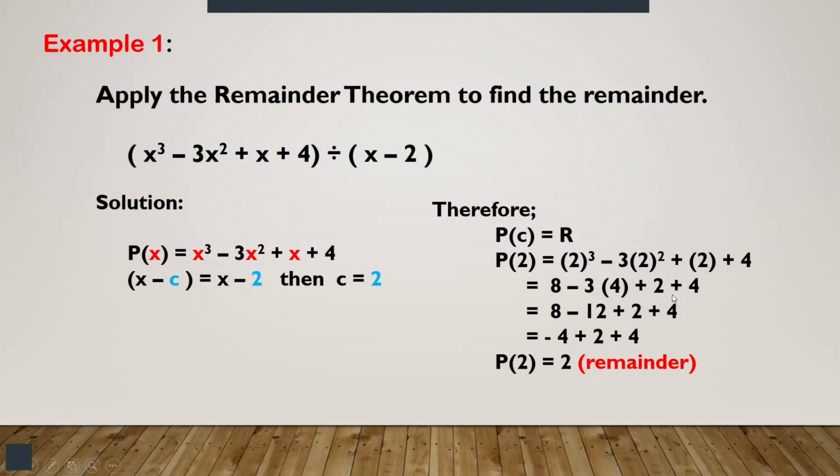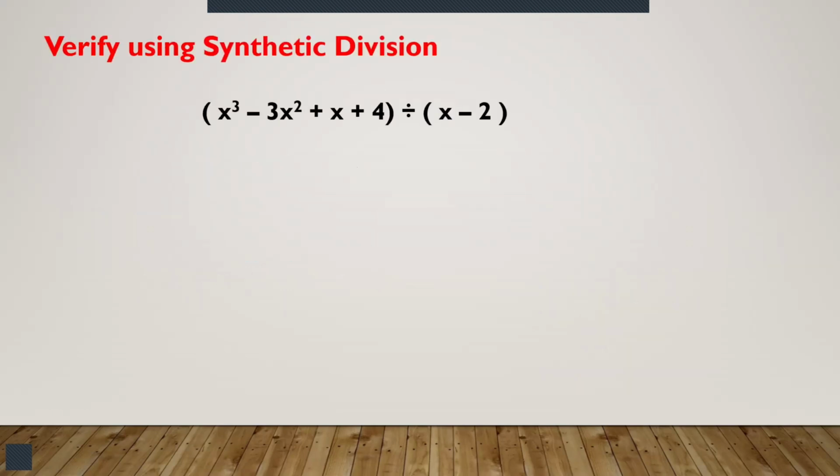So simplifying this further, we have 8 minus 3 times 4, which is 12, plus 2 plus 4. So 8 minus 12 is -4, plus 2 and plus 4. This will give us 2. And therefore, the remainder is 2. Now, we can verify if the remainder is correct using synthetic division.